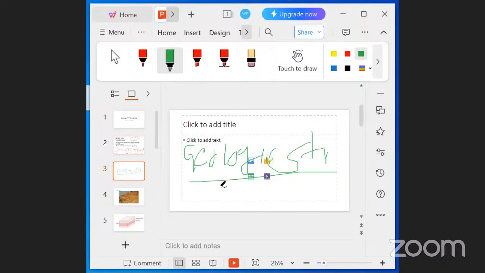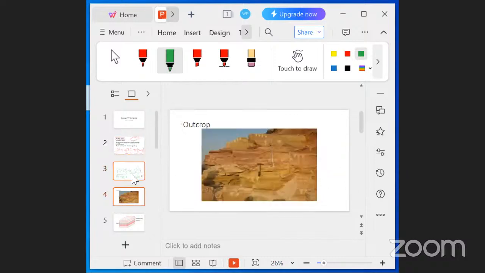The geologic structures range in size from the microscopic scale to hundreds of kilometers. Remember this.